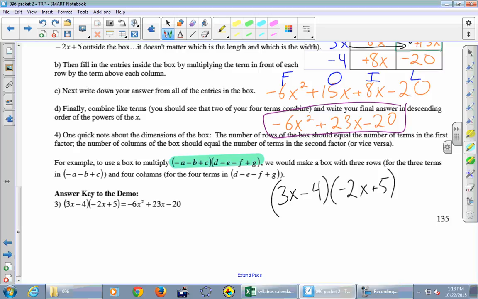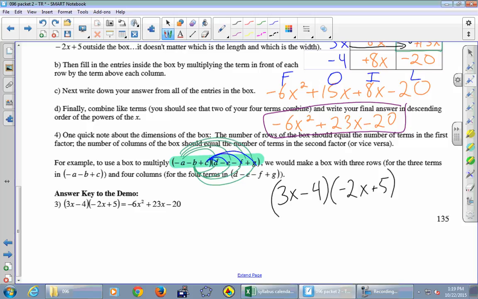And so how about instead of spending so much time on this one limited application called FOIL, we just learn something that is appropriate to any polynomial times any polynomial, like the box method. It's just the distributive property. In this one, it's the distributive property on steroids, like negative a has to multiply by 4 things. And then that minus b has to multiply by 4 things. I don't really have room. I'll put it in another color, I guess. Then the c multiplies by 4 things. It's just the distributive property.